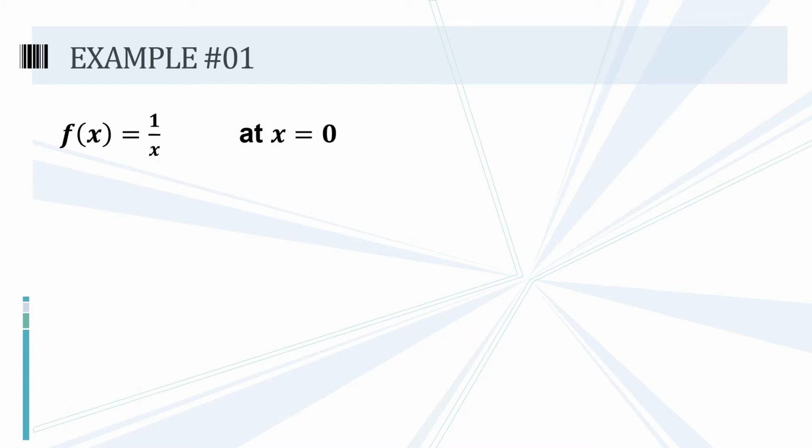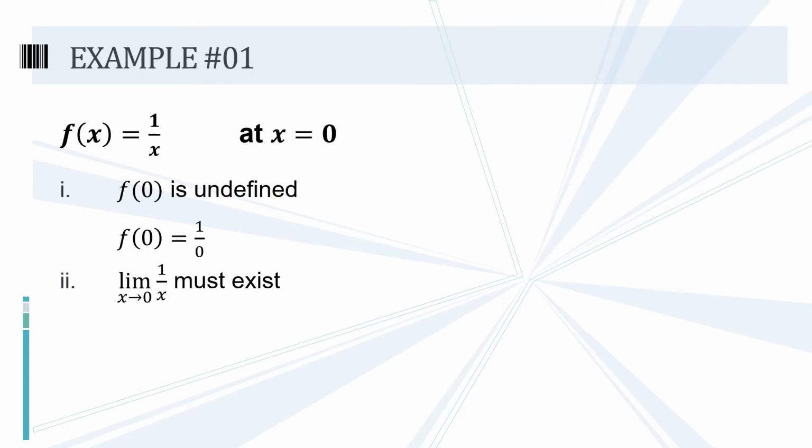So gamit yung definition ng continuity at a number, so check muna natin, f of 0 ba ay defined? By direct substitution, yun lang ay 1 over 0. And 1 over 0 is undefined. So sure na tayo agad na f of x is discontinuous at x equals 0. Okay? Pero gusto nating malaman anong type siya ng discontinuity. So, i-check naman natin ngayon yung second.